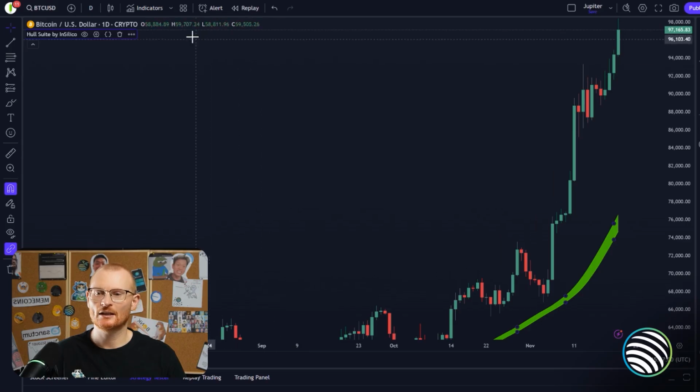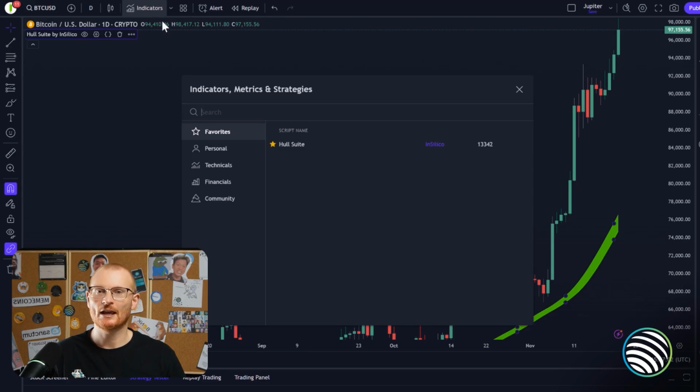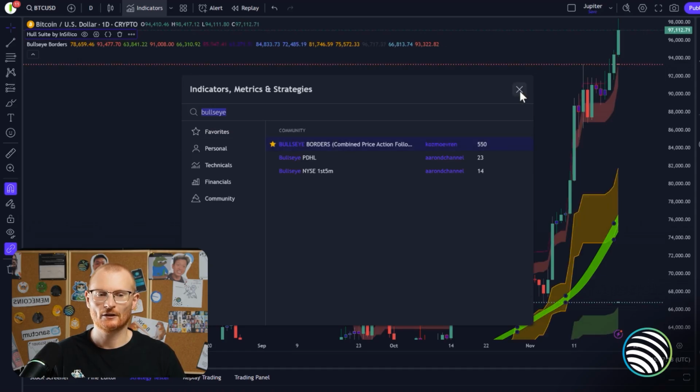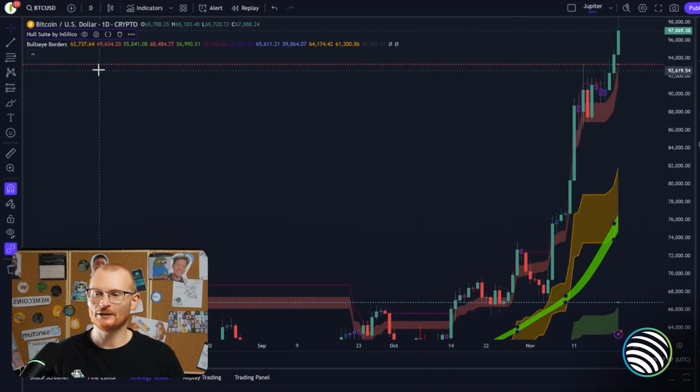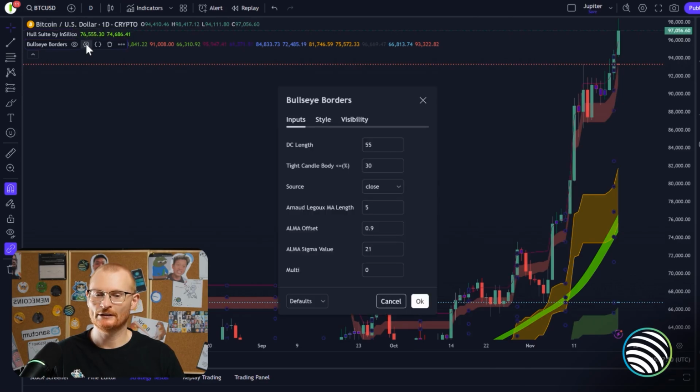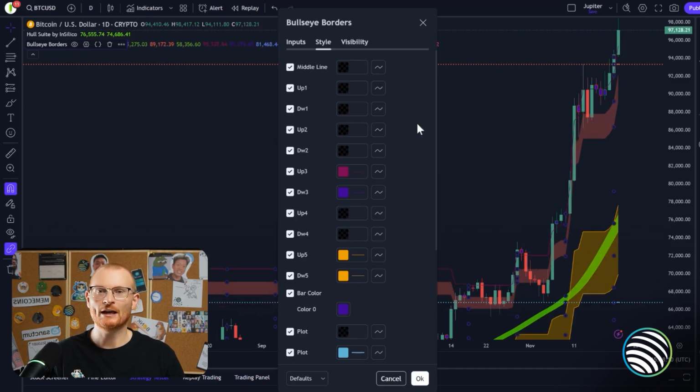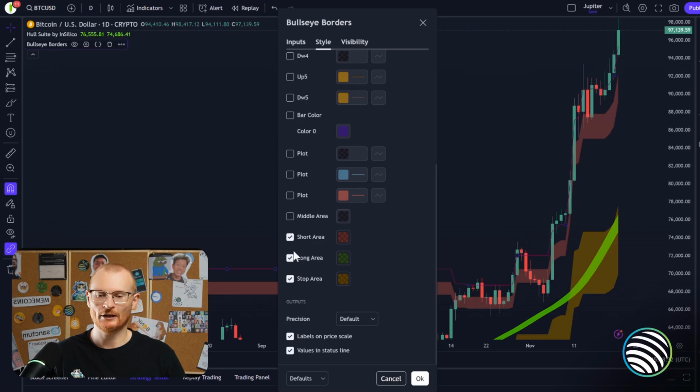So once again, come up to indicators, click on this, and let's just type in Bullseye Borders. Bullseye Borders right here, I'll favorite it and click on it. Close out of this. Now let's go into the settings up here. We want to change the DC length to 130. Then click on Style, and we want to uncheck everything except up 3, down 3, short area, and long area. Unclick, unclick, unclick. Up 3, good. Down 3, good. Get rid of these. Short area and long area.